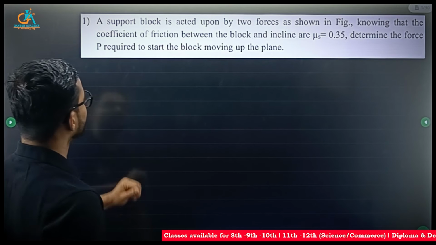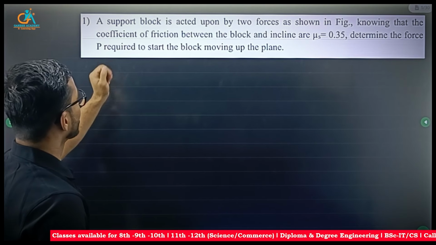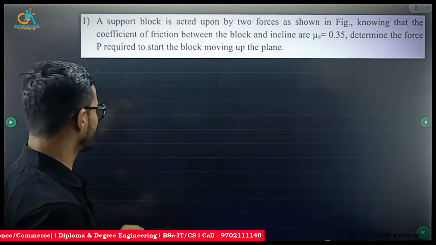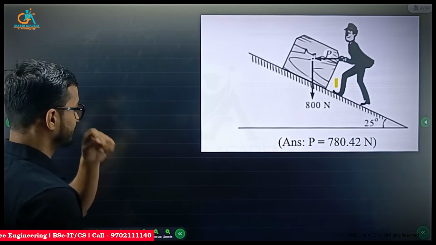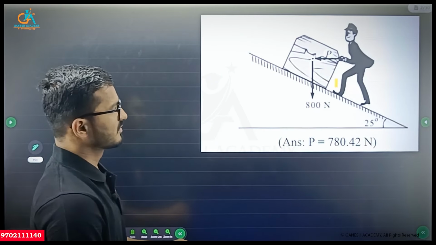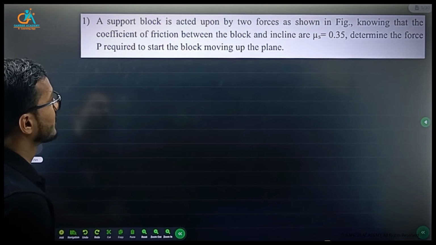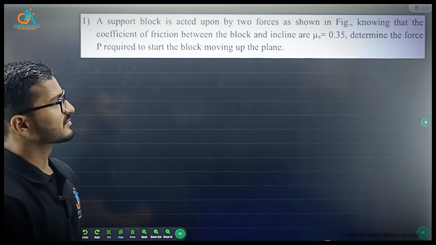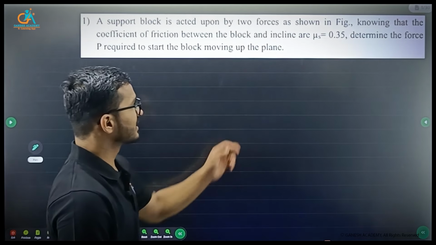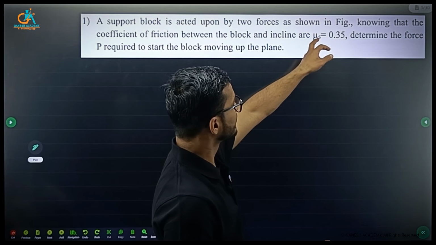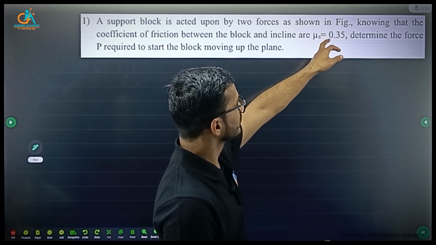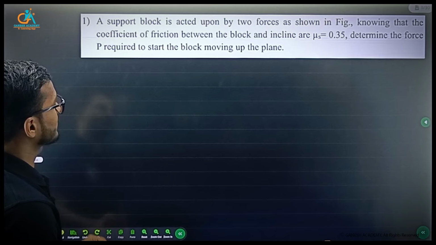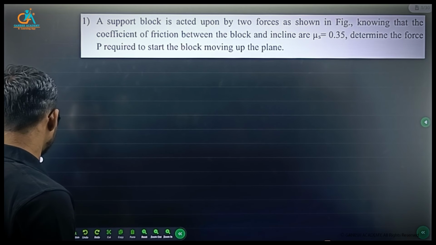सो स्टार्ट करते हैं फर्स्ट क्वेश्चन से। A support block is acted upon by two forces as shown in figure. So this is the figure. Knowing that the coefficient of friction between the block and inclined plane is mu s equal to 0.35, then determine the force P required to start the block moving up the plane.